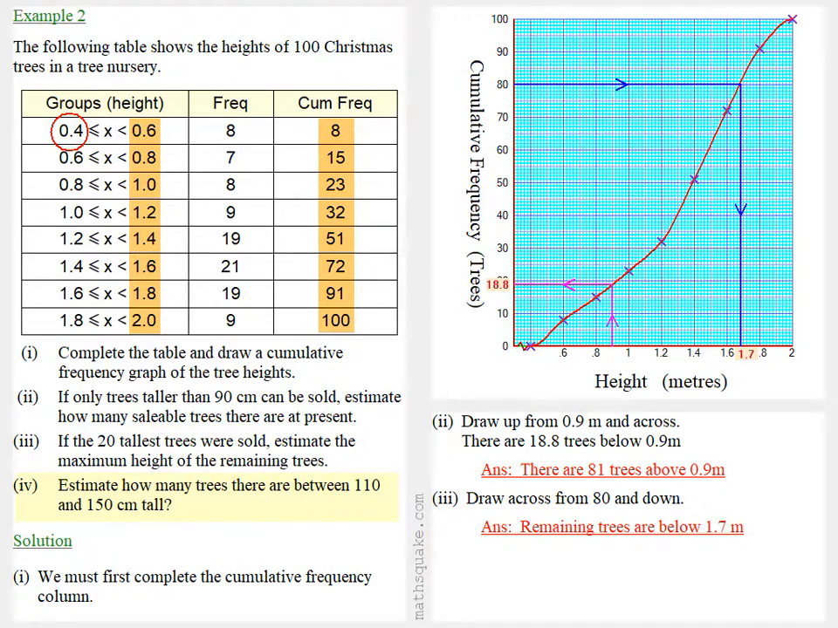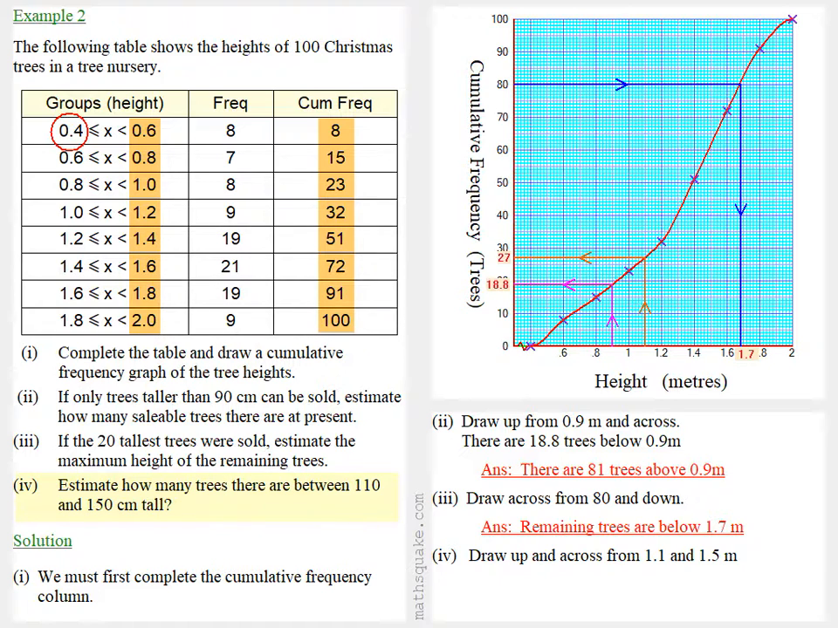Now in part 4, we're asked to estimate how many trees there are between 110 and 150 centimetres tall. Well, if we find 1.1 on the x-axis and draw up and across, we find that it comes to 27 trees. So there are 27 trees below a height of 1.1.